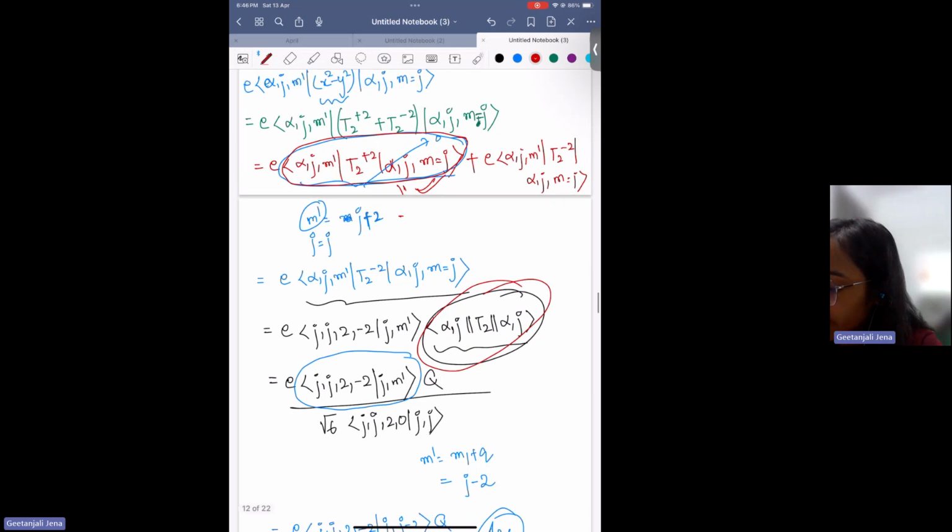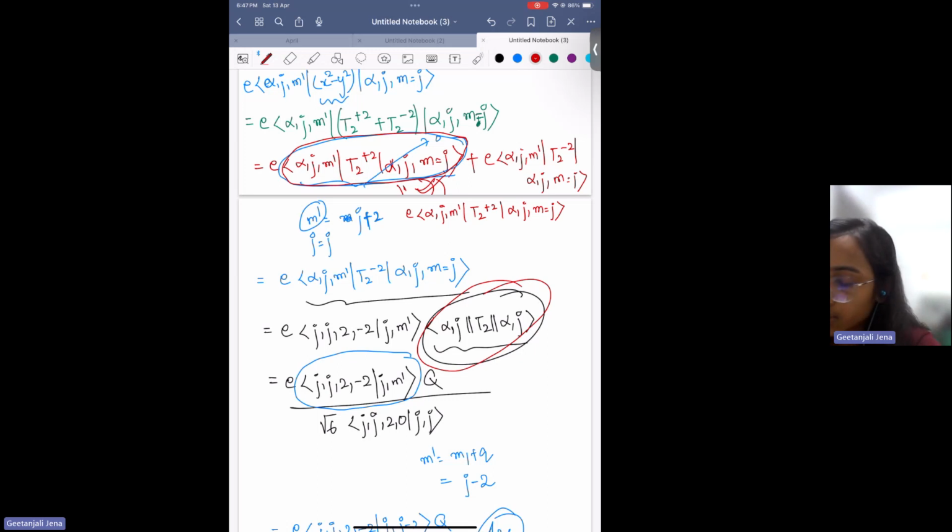So for that reason, it is 0. Okay, let me write down. If you write this term, you will get J and 1 is 2, M prime 2, and there is a JJ here. Let me clearly write down. The term is E alpha J prime, T2 plus 2, alpha J, with J equal to J.